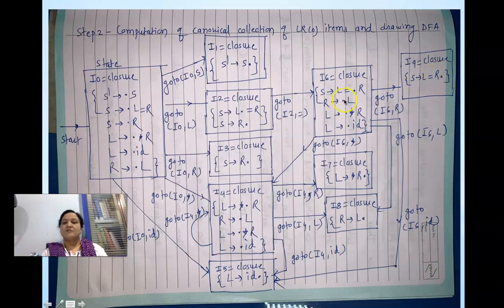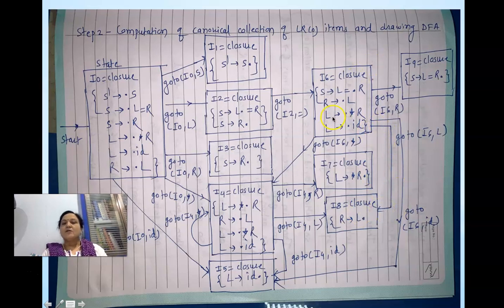Now similarly on L, we are having a transition from I6 comma L, that is R tends to L dot. So where is it going? R tends to L dot is going to I8. So we are having a transition from I6 comma L going to I8. So we are not going to get a new state. The already existing state is there, so we just have to draw a transition.